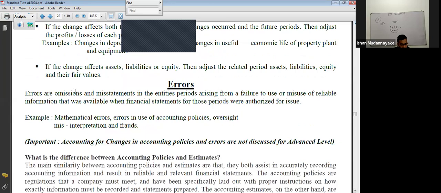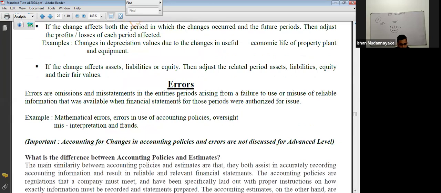Errors. Errors are omissions and misstatements in the entity's financial statements for prior periods arising from a failure to use, or misuse of, reliable information that was available when financial statements for those periods were authorized for issue. Right. This is the definition for errors.